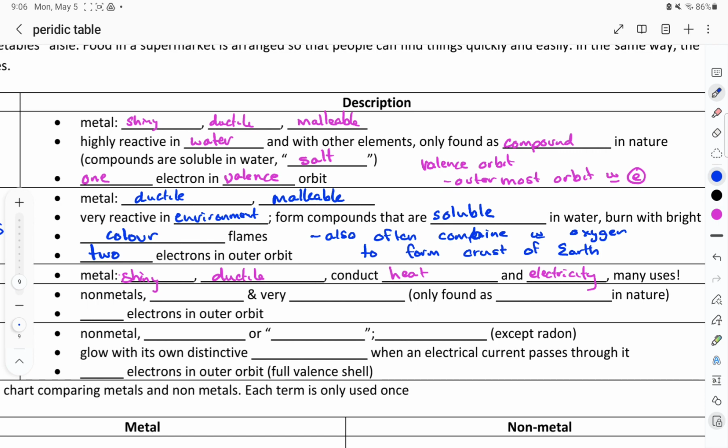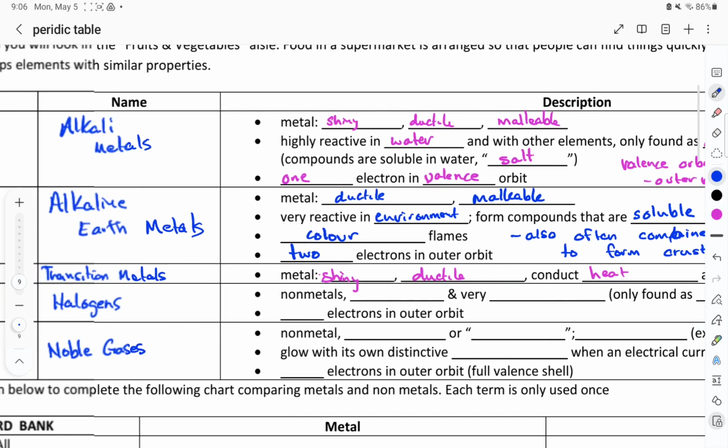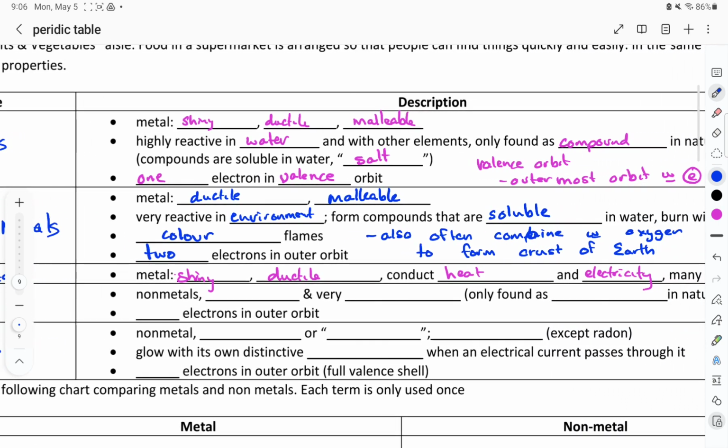Okay, group 17, my halogens, they're nonmetals. Okay, they are gases usually. They're very reactive, just like my group 1. They're primarily found as compounds or part of compounds in the environment, never pure substances, and they have 7 electrons in their outermost orbit.